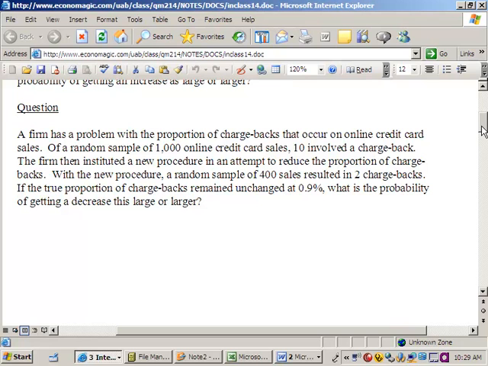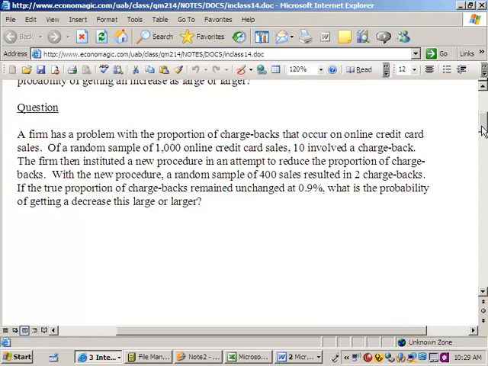Of a random sample of 1,000 online credit card sales, 10 involved a chargeback. The firm then instituted a new procedure in an attempt to reduce the proportion of chargebacks. With the new procedure, the random sample of 400 sales resulted in 2 chargebacks. If the true proportion of chargebacks remained unchanged at 0.9%, what is the probability of getting a decrease this large or larger?